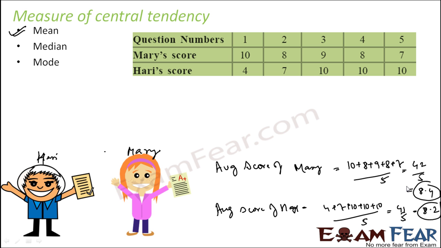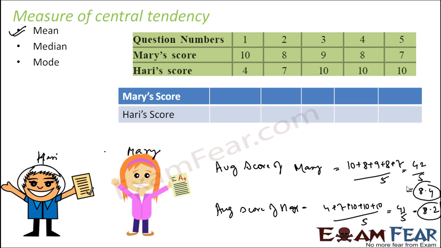But this guy Hari didn't agree. He told, okay, let's arrange this data in the ascending way, right? So for Mary, the minimum score is what? 7, and then 8, and then 8, and then 9, and then 10. For Hari, the minimum score is 4, and then 7, and then all three 10s. So he told, let's arrange in the ascending way.